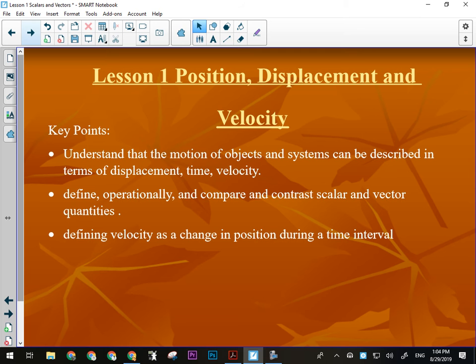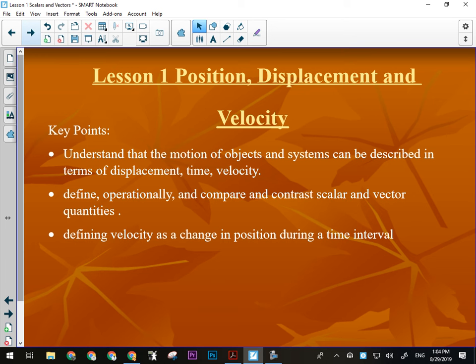So most of the time you'll get a slide that looks like this: lesson number and the key points for the day. Key points are important. They tell you what parts of the notes are going to be most meaningful and what things to really pay attention to. So for today, we need to understand that the motion of objects and systems can be described in terms of displacement, time, velocity. We could add to that speed, distance, vector and scalar kinds of things.